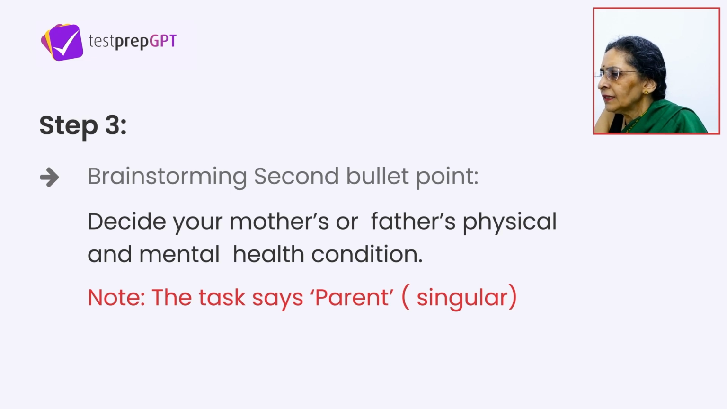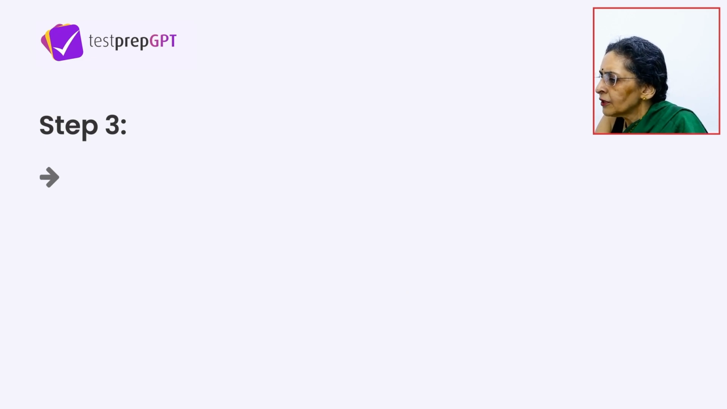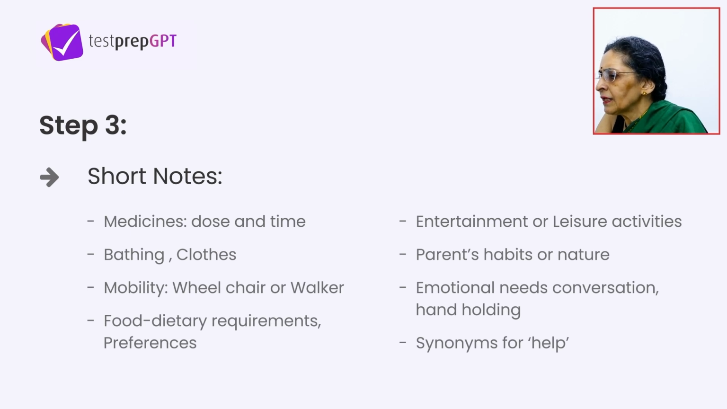Now note here that the task says parent in the singular, which means you have to decide about one parent. Decide whether it's your mother or your father's physical and mental health condition. So decide in your mind what you're going to be writing about. You can make short notes or a word web here which would have all the vocabulary that you need. I've given you some pointers here, some tips that you can look at and possibly build up your word web from these.